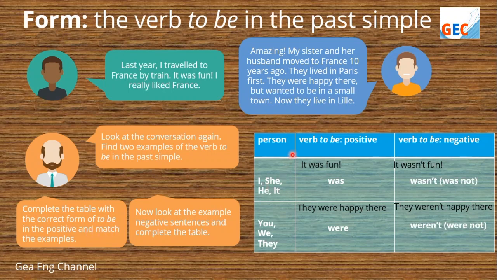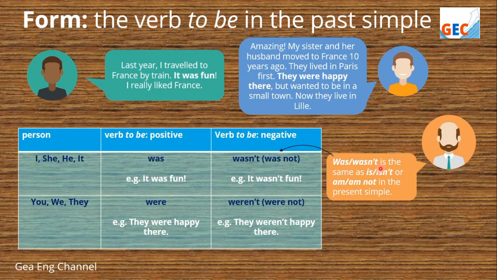Okay, wonderful. So here we have the person. With the subject I, she, he, it, we use was for a positive sentence and wasn't for a negative sentence. For the subject you, we, they, we use were for a positive sentence and weren't or were not for a negative sentence. Look at this example. It was fun. It wasn't fun. They were happy there. They were not happy there.